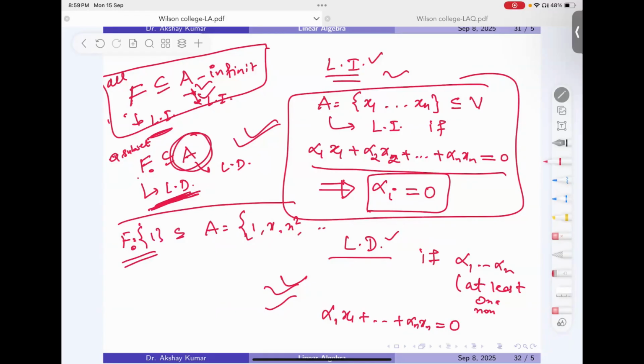Here I was giving an example for a particular set, not for linearly dependent. Any superset of a linearly dependent subset is also linearly dependent. A superset of a linearly dependent set is linearly dependent, of course. But a subset of a linearly dependent set may not be linearly dependent.